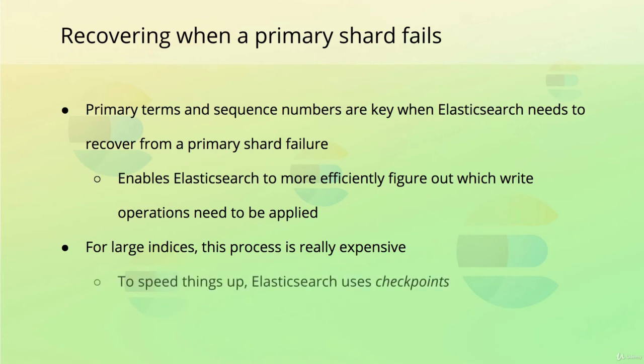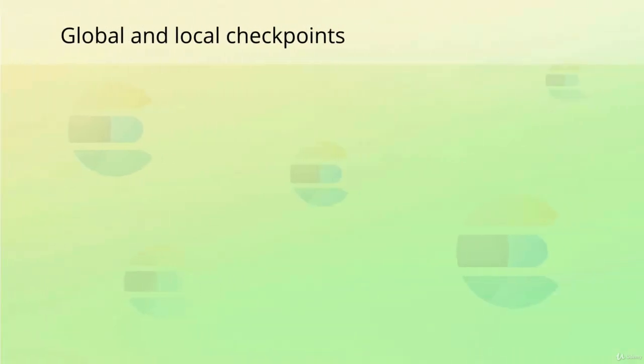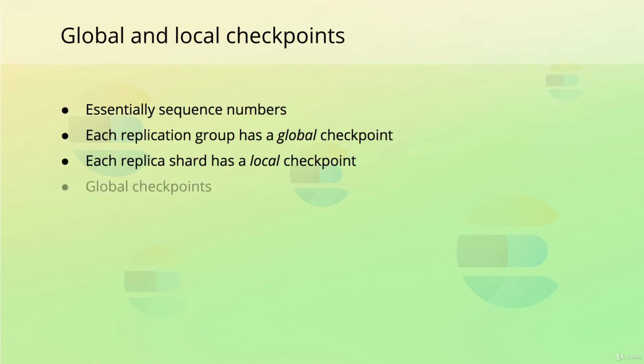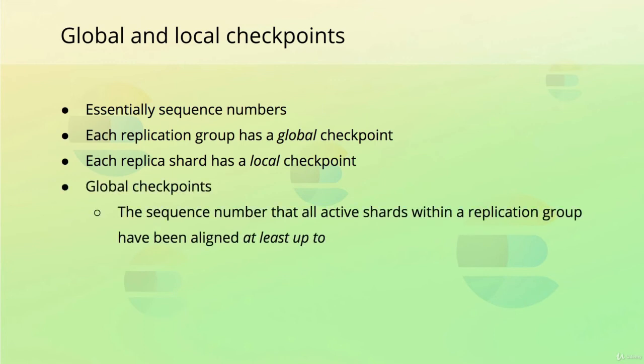To speed up this process, Elasticsearch maintains global and local checkpoints. Both of these checkpoints are essentially sequence numbers. A global checkpoint exists for each replication group, while a local checkpoint is kept for each replica shard. The global checkpoint is the sequence number that all of the active shards within a replication group have been aligned at least up to. This means that any operations containing a sequence number lower than the global checkpoint have already been performed on all shards within the replication group.